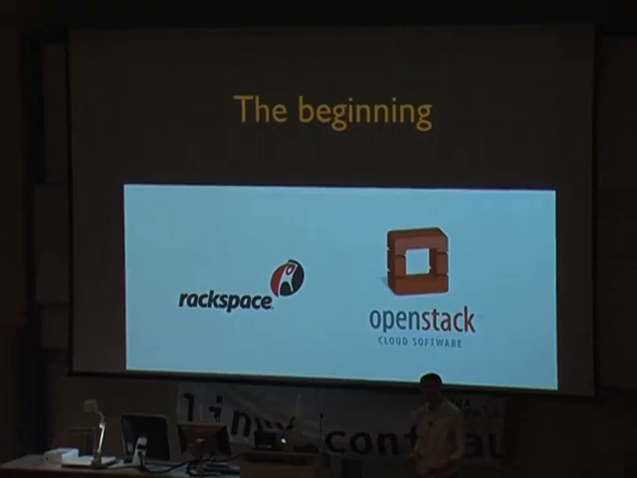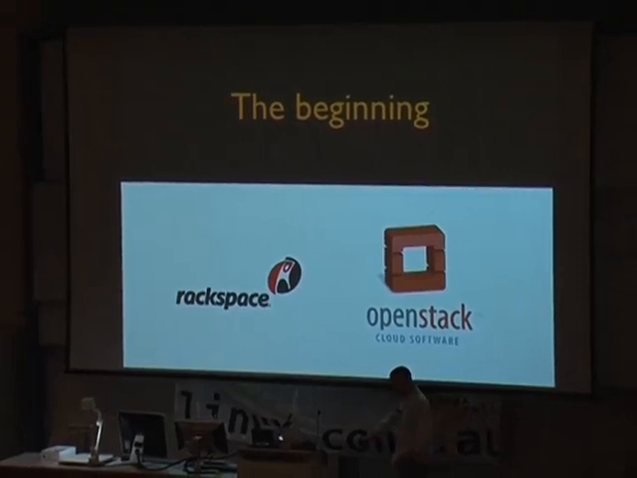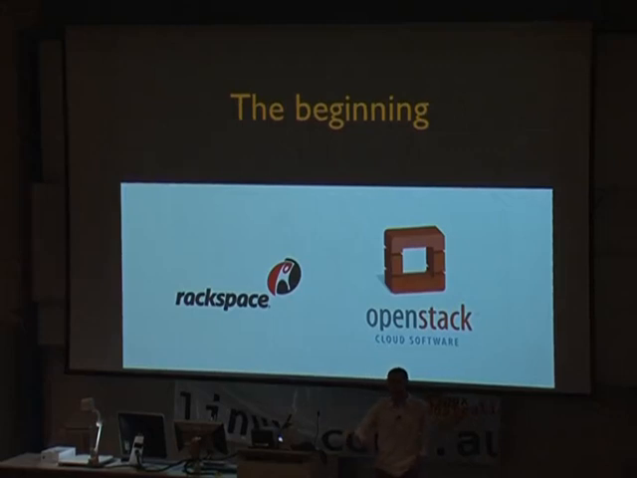Swift started back in 2009 at Rackspace as a replacement for the storage engine behind Rackspace's Cloud Files product. It was a rapidly growing product that was suffering because of scale. It was hard to manage as it was growing very rapidly, and it was having some major pain points. So the Rackspace leadership said, we need something better. And so that's when Swift started.